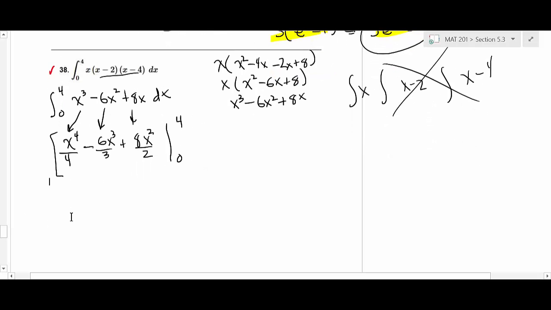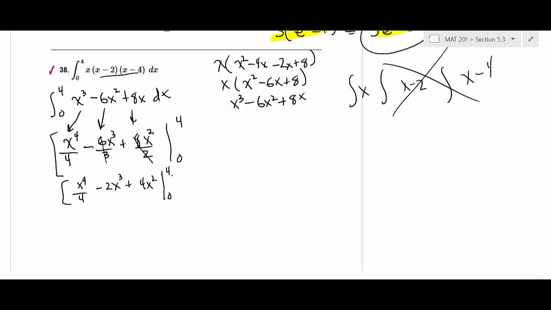There's a couple of things I can reduce. Like that reduces to 2. So I'm going to write this as x to the 4th over 4 minus 2x to the 3rd plus 4x squared, and then integrate from 0 to 4. I like that. The rest of it's arithmetic. Everybody with me okay? Be sure that if you have to multiply something out, you do that. All right, now we go ahead and plug in the 4.